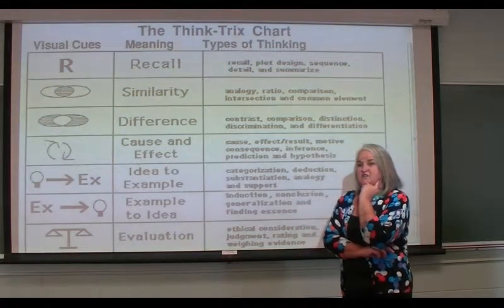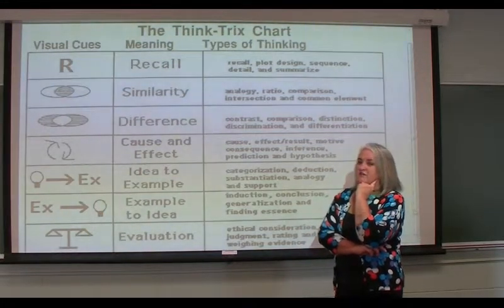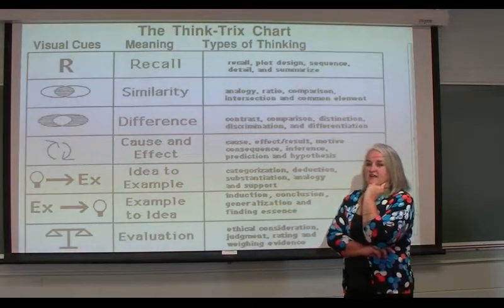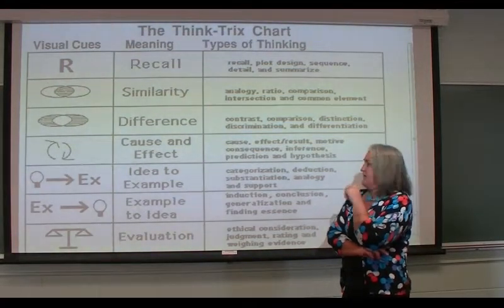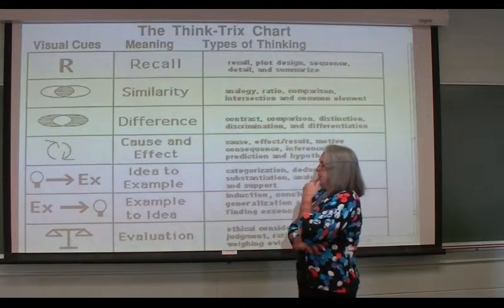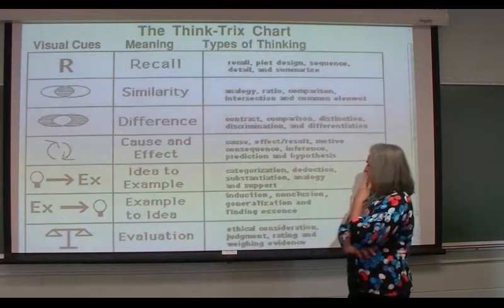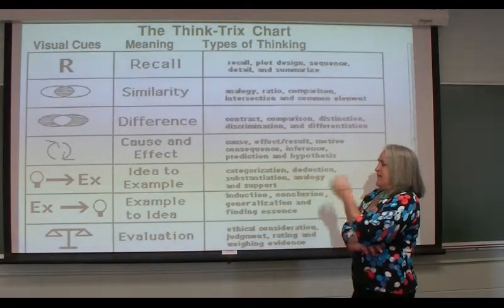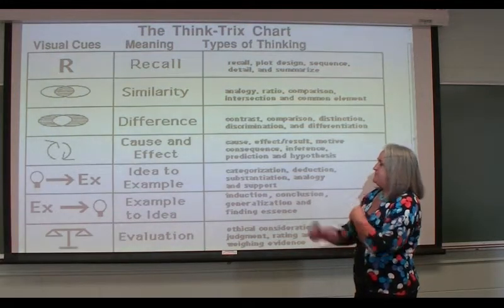So when they see this cue, this is great for our gifted learners. They must look at the questions and the ideas in the form of cause and effect. The next one is an idea to an example. Now, what does that really mean? It means that they're able to use an analogy, use support.